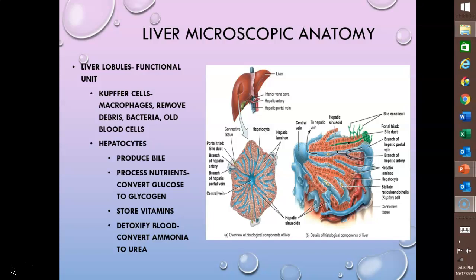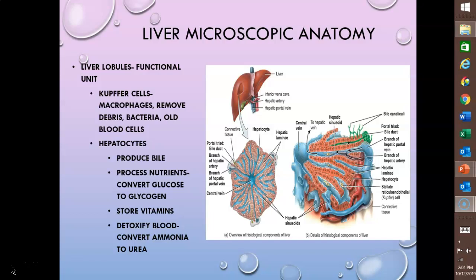Also, as a part of these lobules, you have hepatic sinusoids, which are capillary beds that are very, very highly permeable. And you find these between rows of hepatocytes, and these blood vessels receive oxygenated blood from the hepatic arteries and nutrient-rich deoxygenated blood that flows back in through the hepatic portal vein. Remember, that's coming in from the digestive organs.